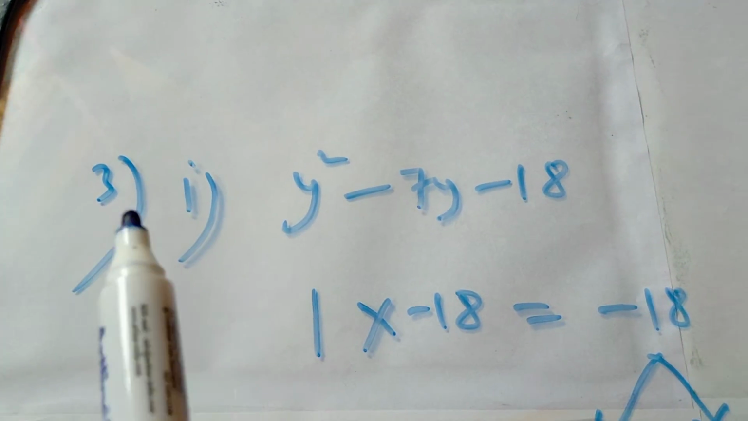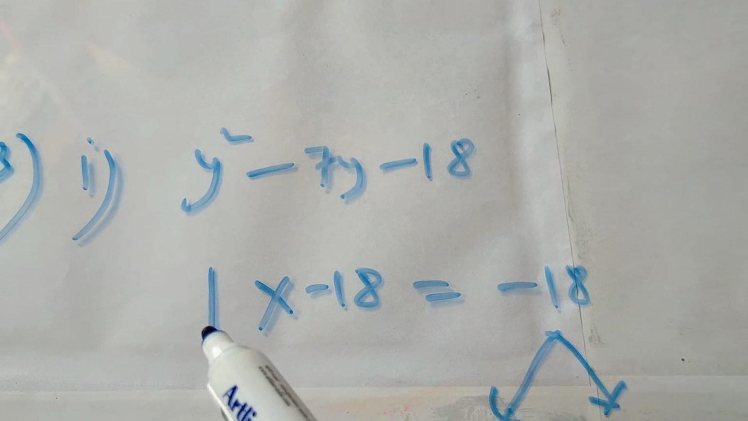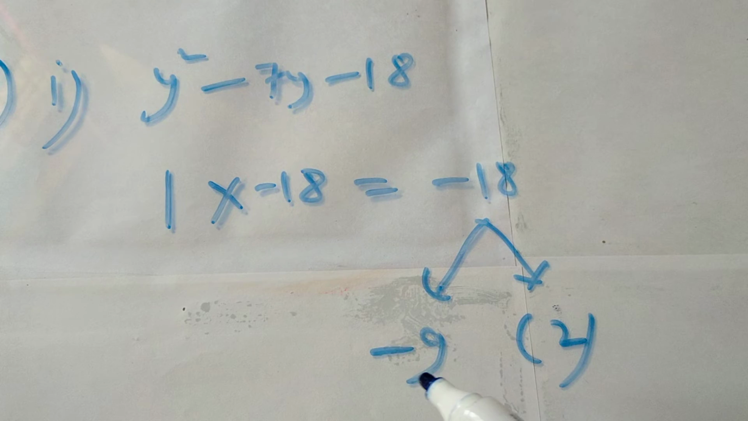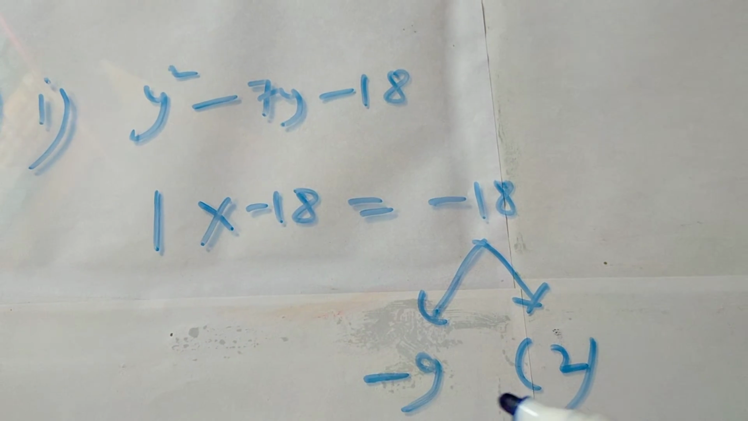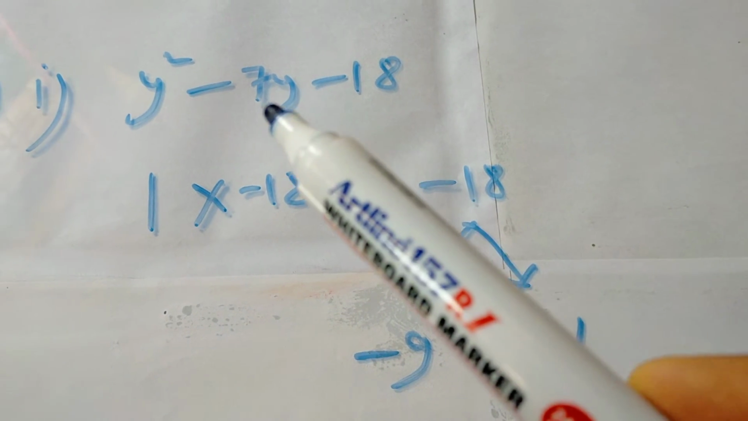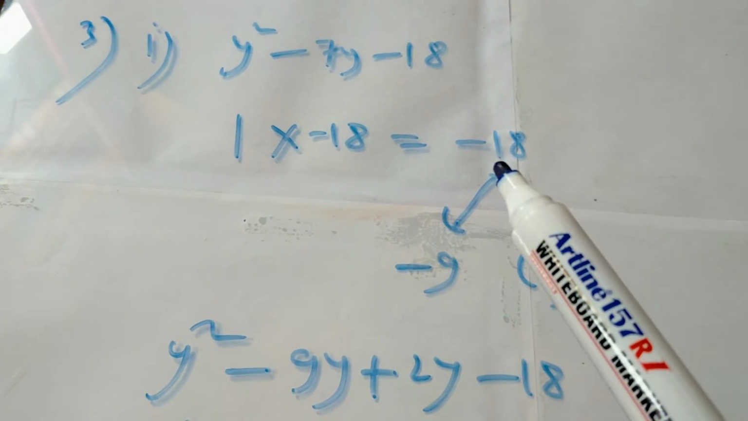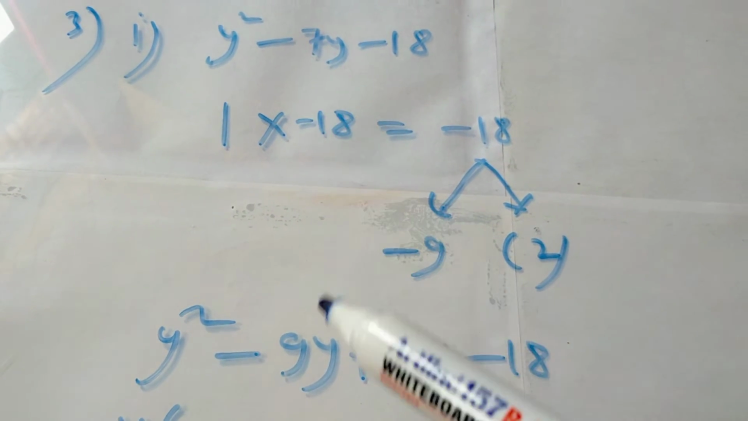So student, you see third question, first part, y square minus 7y minus 18. This time also I have taken 1 into minus 18. It is coming minus 18. Minus 18 can be written as minus 9 plus 2. Why minus 9 plus 2? Because we need minus 9 here. So minus 9 plus 2 is giving minus 7. So both the conditions should be satisfied over here. Means the product should be minus 18 and the sum should come minus 7 over here.